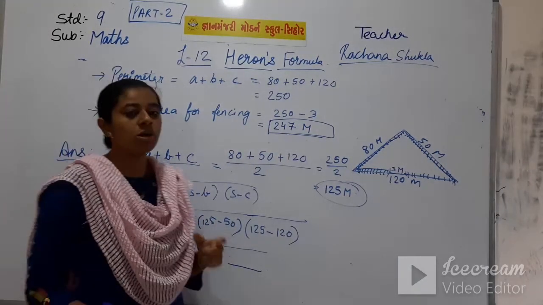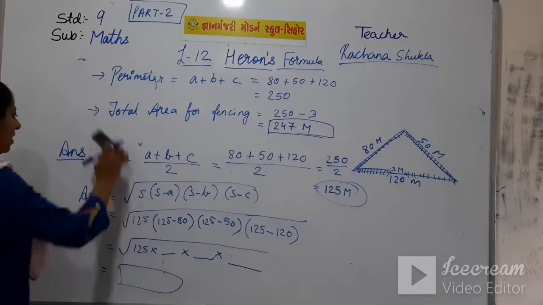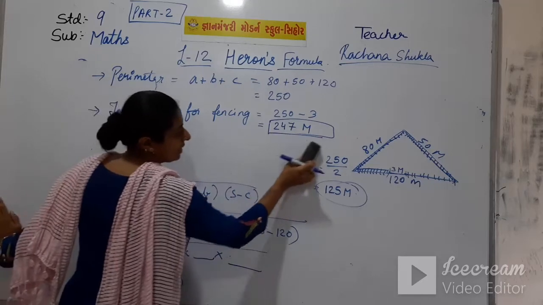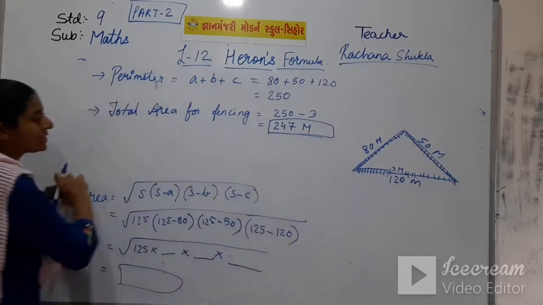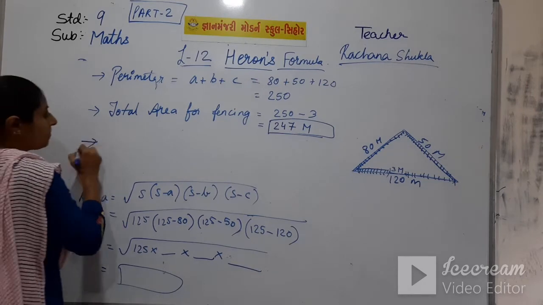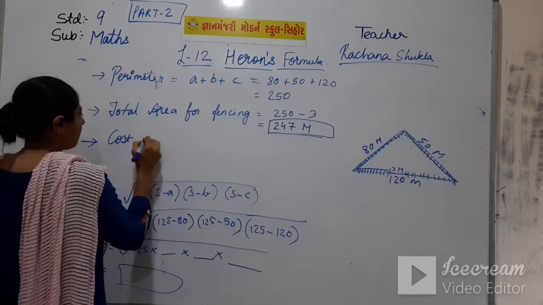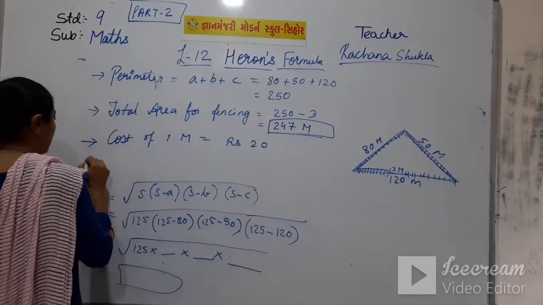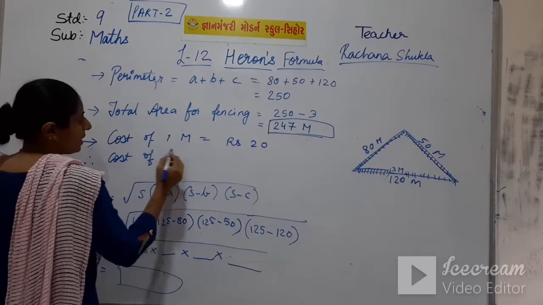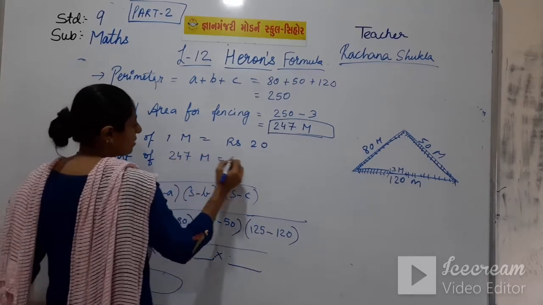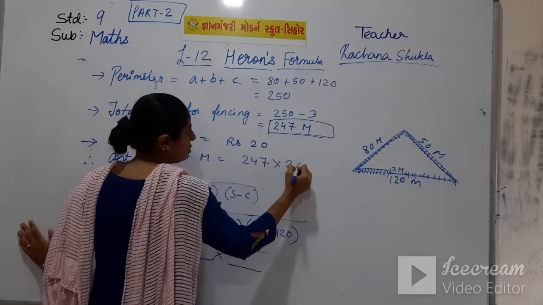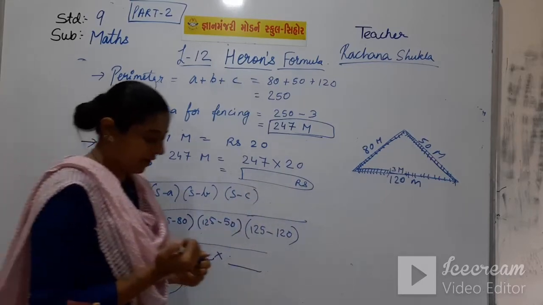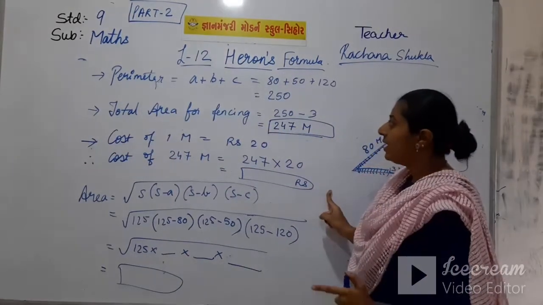Cost of 1 meter was 20 rupees. Our next step is, you have to note down this sum with me. So start writing it in your example book. This is your example 2 of your textbook. Now cost of 1 meter is equal to rupees 20. Therefore cost of 247 meter is equal to 247 into 20. So you will get your final answer in rupees. You have to find out the answer by yourself. Again I will explain you.